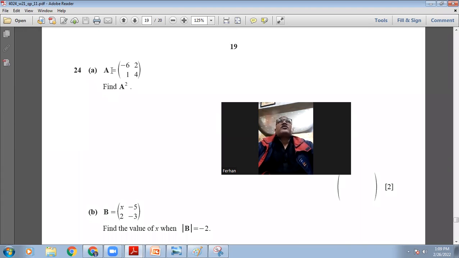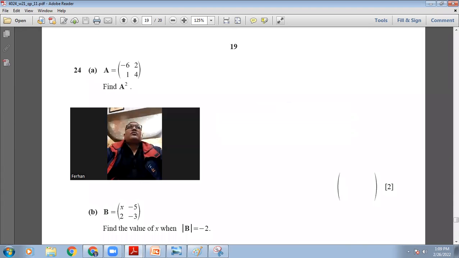Now we are going to question number 24. Here we have a matrix given, a 2 by 2 matrix, 2 rows, 2 columns, and he wants you to find A squared. When you want to find A squared, you simply multiply A with A. So let me show you how this is done.